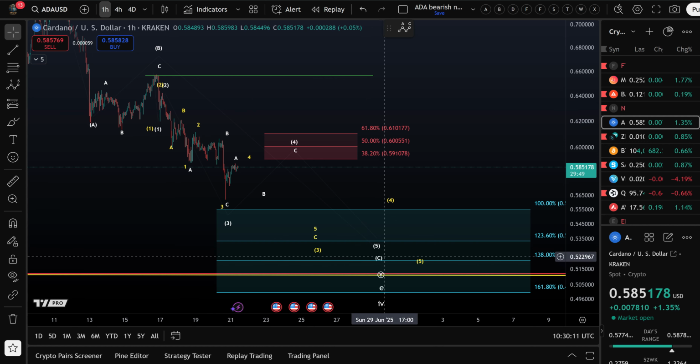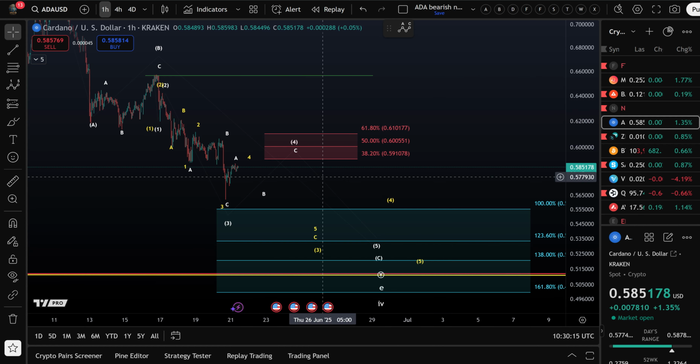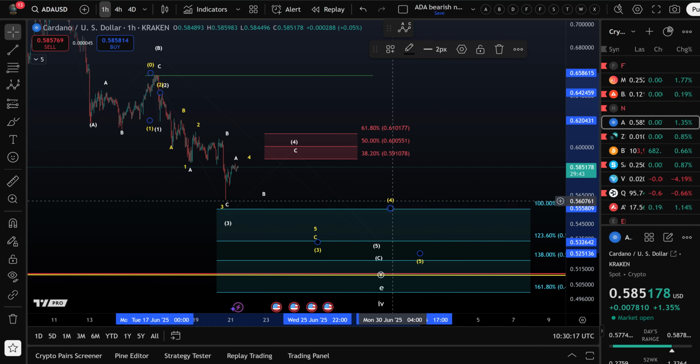I just want to show it to you. I'm not going to put it onto the chart right now because we'll make it too complex. I will remove it again. It's just that if we see a rapid move down and another corrective bounce, then yeah, we'll probably come closer to that 51 cent level.